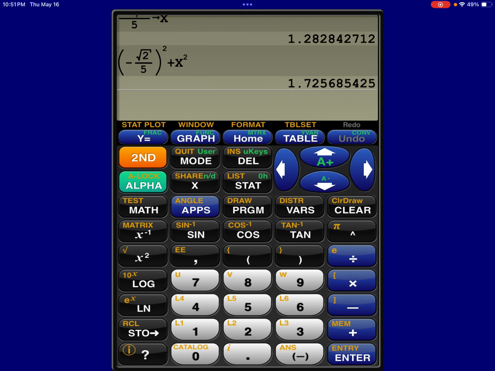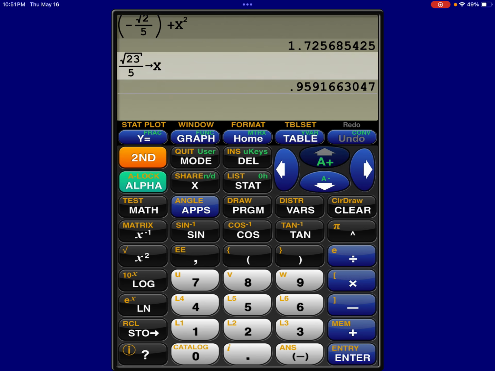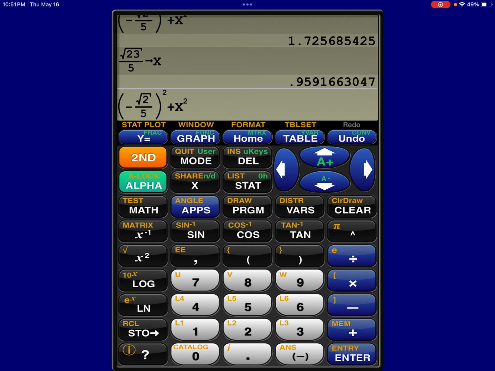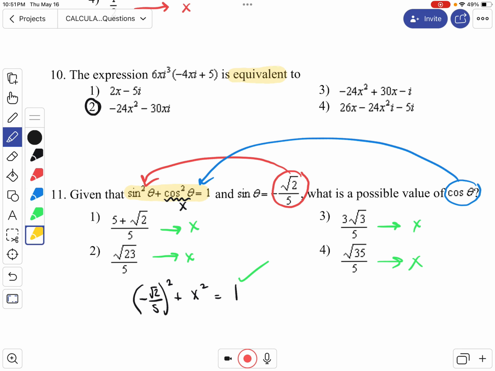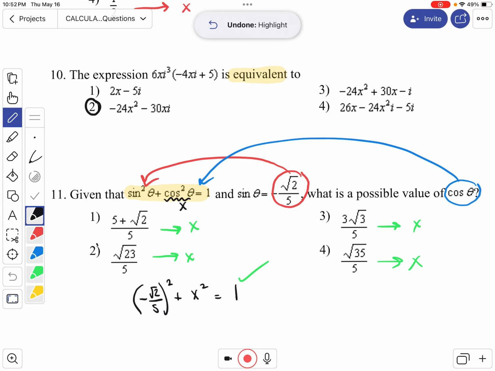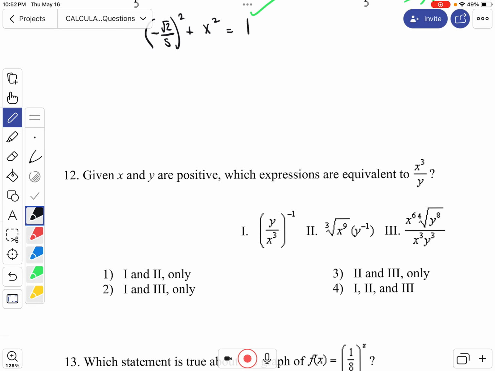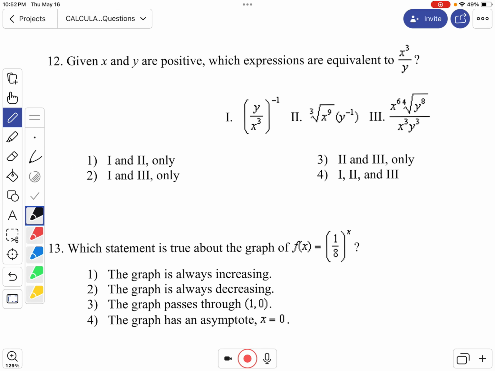The next option is radical 23 over 5. Let's store that in for x now. All right, let's go back here. Okay, we're just pasting it. If this is equivalent, then it will equal 1, which it is. So that must be the correct answer. Rest assured that I did try the other ones, and this is the only option that works. All right, moving right along.